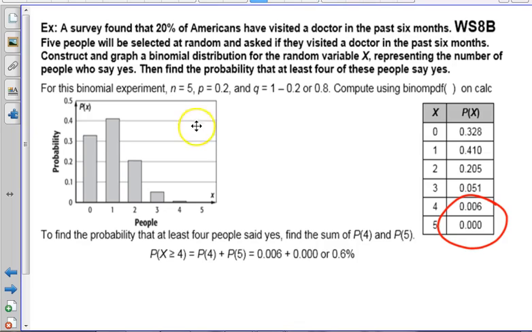So if we were doing this on the calculator, well, let's do one by hand here. Out of 5 people, what's the chance that none of them have visited? The probability that they visited was 0.2, so we want none of them to have visited, and 0.8 that they won't have visited, and all 5 to have not visited. Probability of success and failure, we remember this from yesterday, okay?